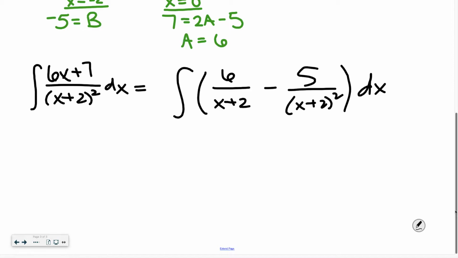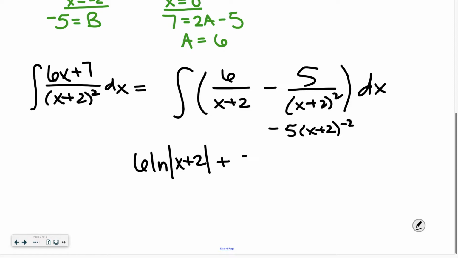All right. So what is this antiderivative? This one's nice, right? 6 and 2. Now this one, we need to think of as -5 times (x plus 2) to the negative second power. There's no natural log when the power is something besides 1. So this becomes plus 5 over (x plus 2) plus C, because we increase the power by 1 and divide by it. That's the power rule.